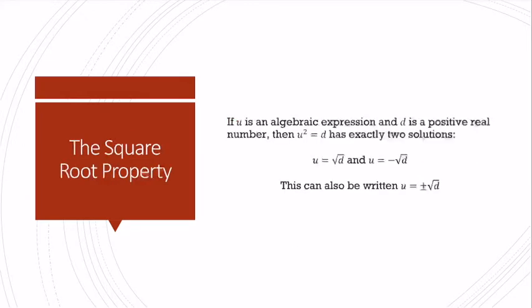So if u is an algebraic expression and d is a positive real number, then u squared equals d has exactly two solutions. u equals the square root of d, and u equals the negative square root of d. Why is this? This can also be written as u equals plus or minus the square root of d. And remember, this is because negative 5 squared is 25, and positive 5 squared is 25, right? We have our primary roots and our negative roots.